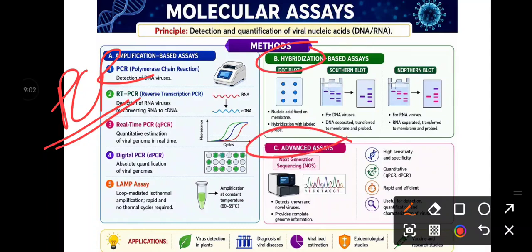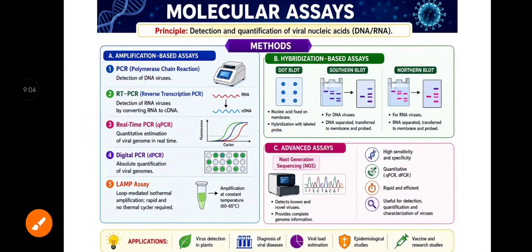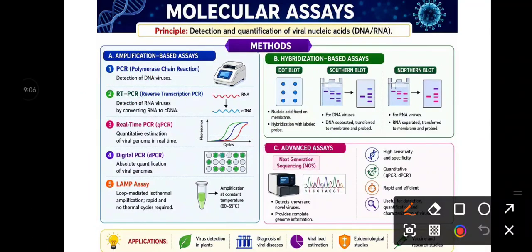The PCR or amplification based assays: amplification means we will multiply the DNA or RNA into millions of times. The very common methods are PCR, polymerase chain reaction, RT-PCR, real-time PCR, digital PCR, or LAMP, loop-mediated isothermal amplification. See, this is a very important thing: how LAMP is different from the normal PCRs. These are PCR, but this is not PCR.